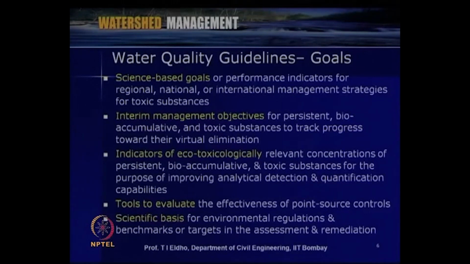So, as we discussed, the pollutant source can be a point source or non-point source. The point sources we can easily identify, and then we can evaluate them and try to control them. That way we can set our water quality guidelines depending upon from where the pollutant source can come, whether it is point source or non-point source. Accordingly we can set our goals, and there should be a scientific basis for environmental regulations and benchmarks or targets in the assessment and remediation.